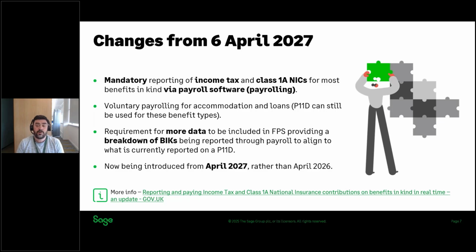So from 2027, you won't be able to use P11D except for accommodation and employment-related loans. And as you're putting through benefits in your payroll, you will be required at that point to provide more data about each benefit type, which will give HMRC a breakdown of the benefit information in your FPS, similar to what you currently report annually on a P11D.